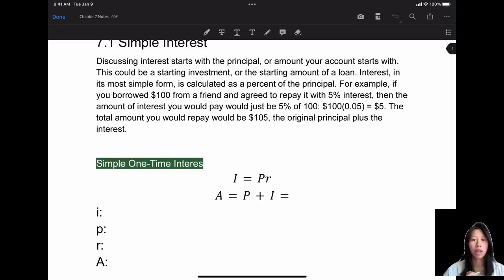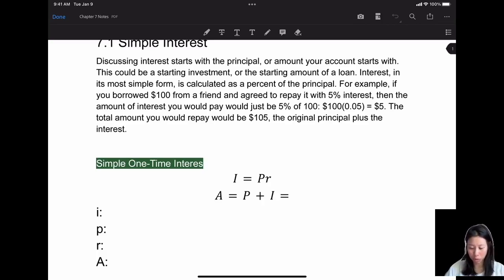For example, if you borrow $100 from a friend and agree to repay it with 5% interest, then the amount of interest you would pay would be just 5% of 100, which is 100 times 0.05, which is $5. So the total amount that you should pay is 105, which means the original principal plus the interest.